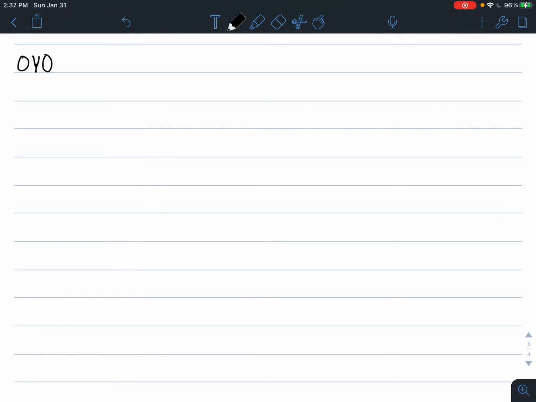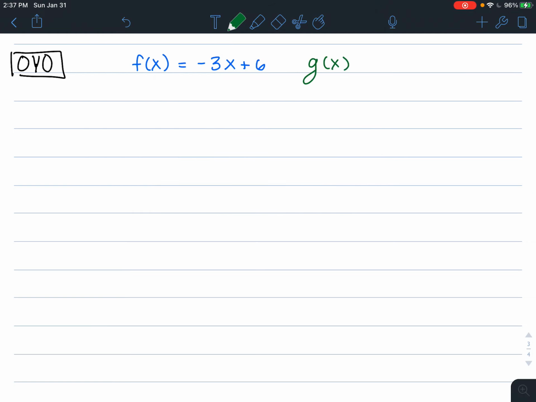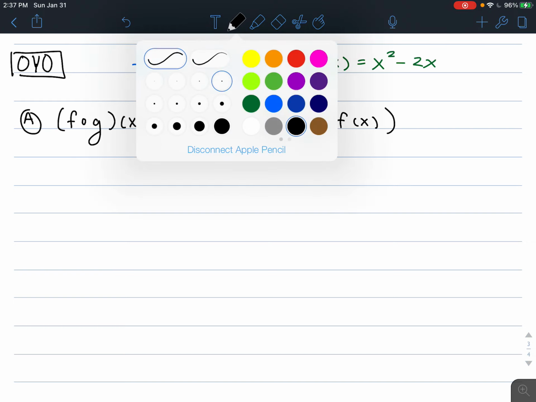Okay, so for your own practice, I want you to let f of x equal negative 3x plus 6, and g of x is going to equal x squared minus 2x. And you're going to do both directions. So the first one I want you to do is f composed with g of x, and then I want you to try g composed with f of x. Okay, go ahead and hopefully you typed in your equation answers or you have them written down on your paper.